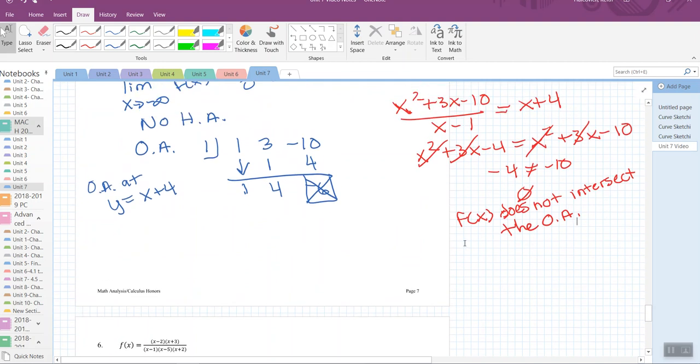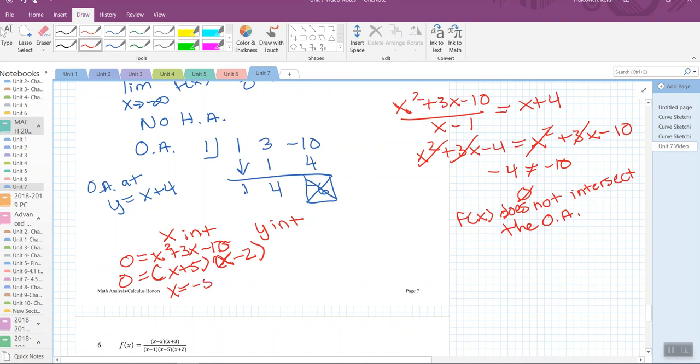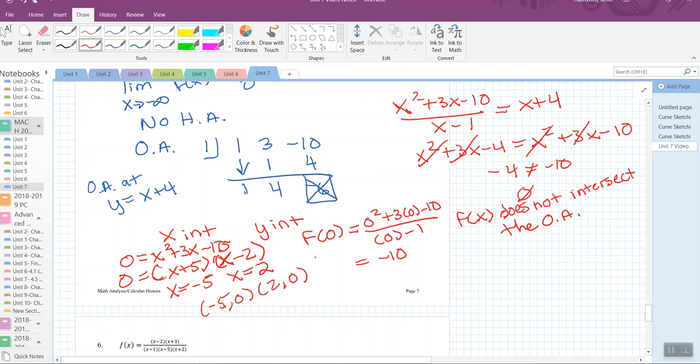So now we're talking about the x and y intercepts. Remember the x-intercepts, you set the numerator equal to 0, so x squared plus 3x minus 10. Remember that factors to x plus 5 and x minus 2. So it gives you x equals negative 5 and x equals positive 2. For the y-intercept, when you put 0 in, 0 squared plus 3 times 0 minus 10, over 0 minus 1, so it gives you negative 10. So the x-intercepts are (negative 5, 0) and (2, 0). The y-intercept is (0, negative 10).